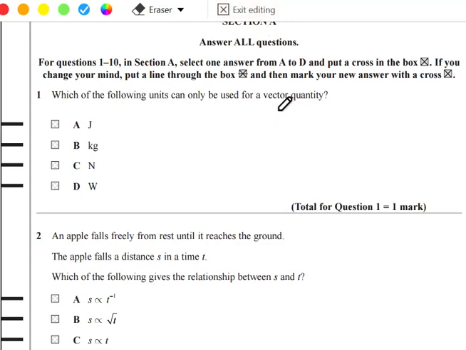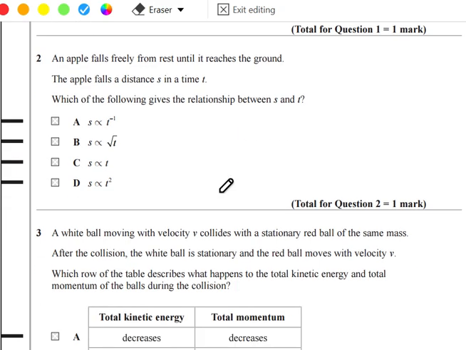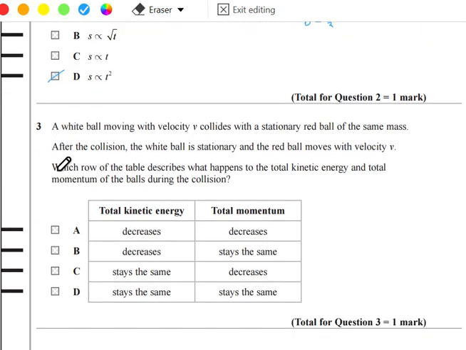A vector quantity cannot be joules, which is energy, or kilograms, which is mass; for force it is newtons. So we have s equals half a t squared, with u equal to 0, so this is proportional to t squared.